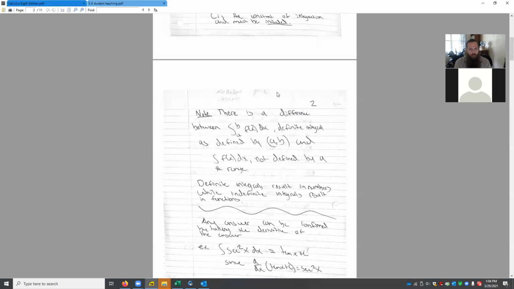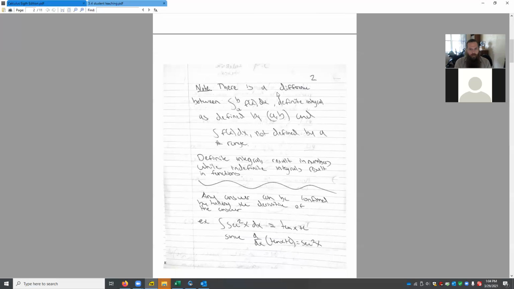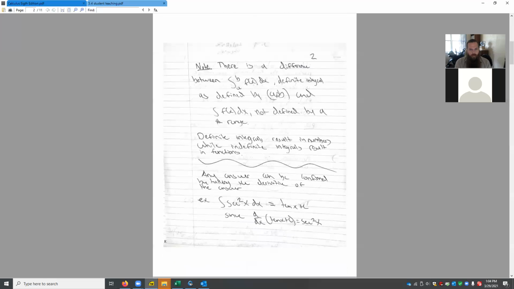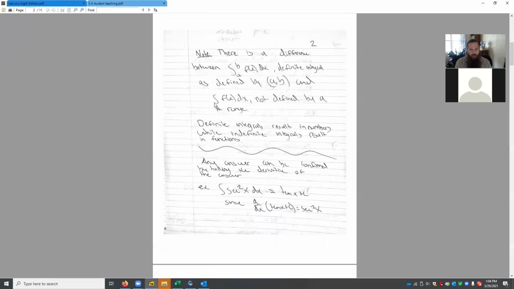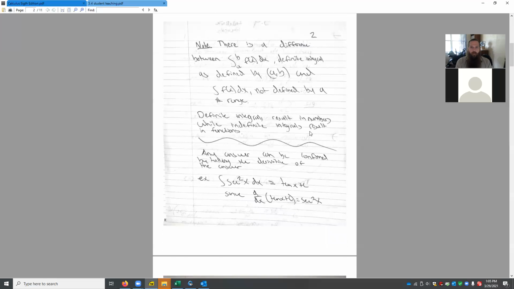Of course. So let me say there's a difference between this and this. So this is a number, right? It represents area. This is sort of the most general antiderivative. Definite integrals result in numbers. Well, indefinite integrals result in functions.